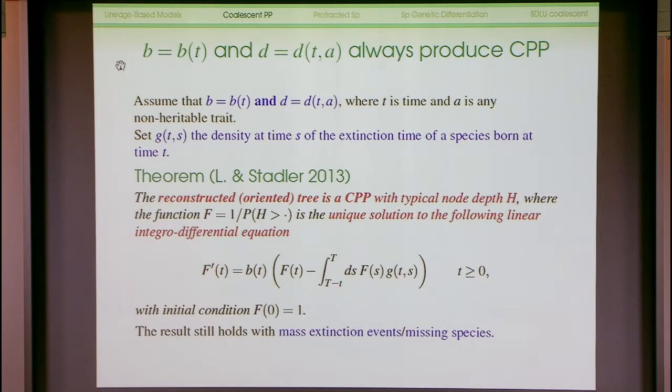And actually, in some special cases where you don't have any time dependence, you get some convolution equation, and you can solve this equation just by identifying Laplace transforms and inverting Laplace transforms. Actually, this statement still holds when there are mass extinction events or missing species.